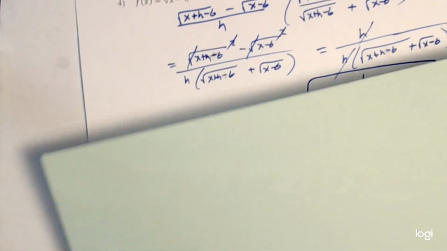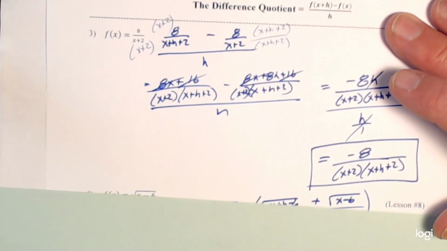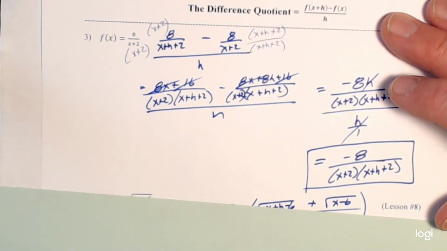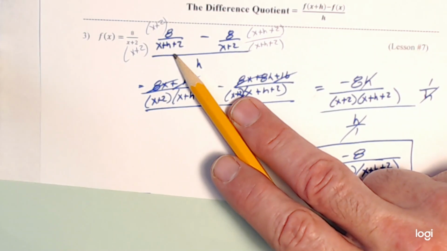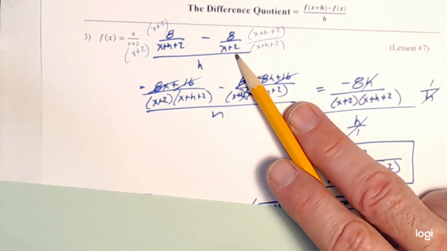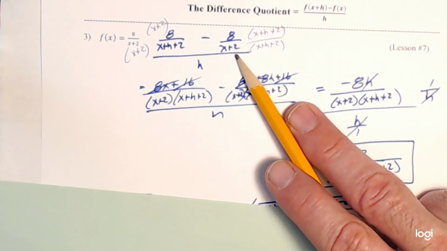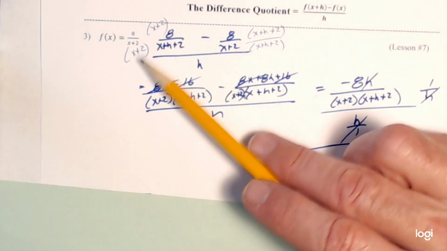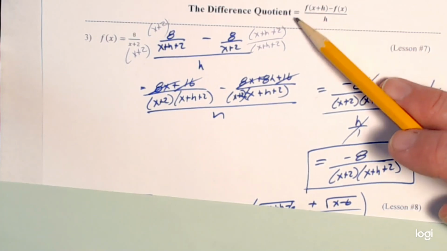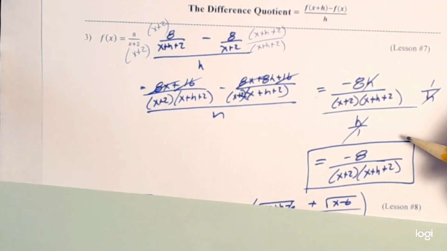All right, let's try another rational function. All right, looking at 8 over x plus 2. Notice with f of x plus h, it's now 8 over x plus h plus 2 minus the original f of x. Right, to do that subtraction, common denominators. First fraction picks up an x plus 2. Second fraction picks up an x plus h plus 2.